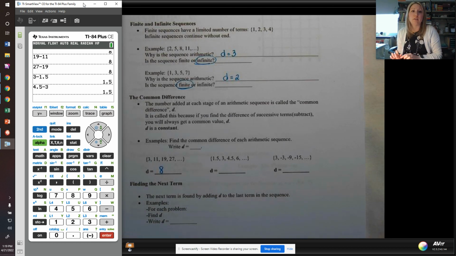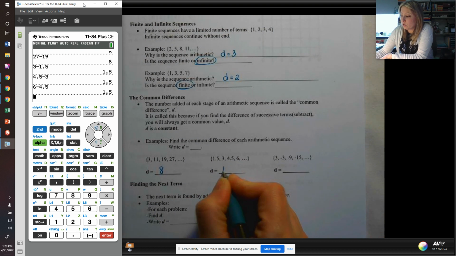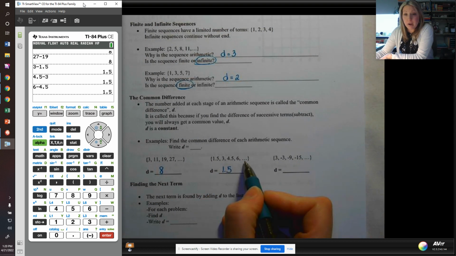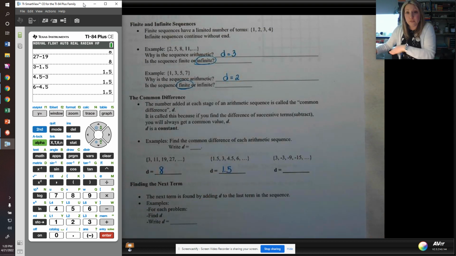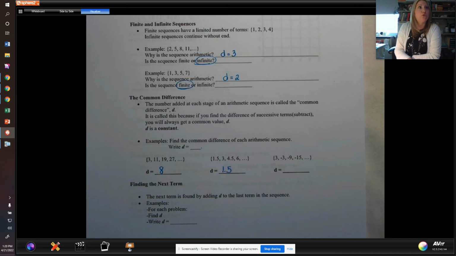4.5 minus 3 is 1.5. I know it seems repetitive, but I still always check to make sure everything in the sequence is giving me this response. So 6 minus 4.5 is 1.5 again. So my common difference here is 1.5. My dot, dot, dot is indicating an infinite sequence. I'm going to pause for a moment for you to try the third one.